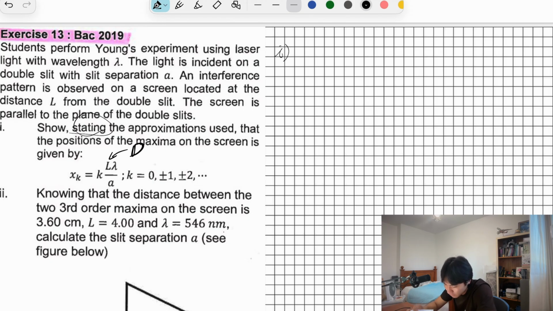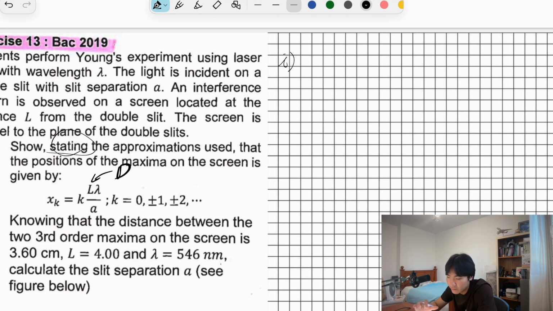You should always write down the statement of what you're going to find. So for this one, I'll simply write proof of xk equals k L lambda over A, where k belongs to the integers, because I want to save time. I don't want to be writing down 0, plus or minus 1, plus or minus 2, dot dot dot. I'm just trying to save as much time as possible, right?